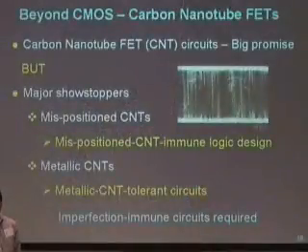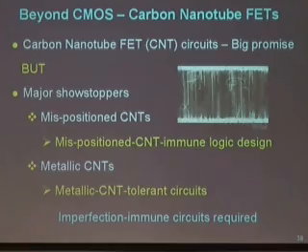Now, if you want to make logic out of these carbon nanotubes, as you can guess, if things go left and right, how in the world can you design logic that would ever work? And so you have to worry about mispositioning of the carbon nanotubes. They can be misaligned. You cannot tell it that you want a carbon nanotube here and not there. You have to deal with that problem.